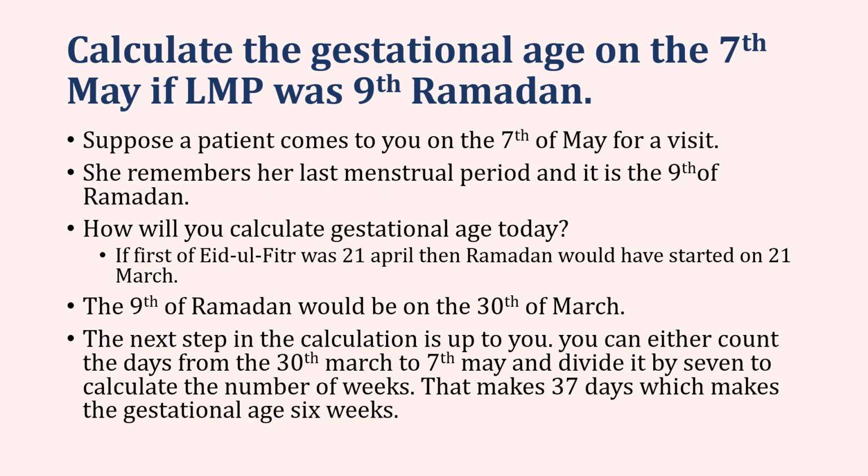The next step in the calculation is up to you. If you want to know gestational age, then you can count the days from the 30th of March to the 7th of May, which means 37 days, and then you divide it by 7 to calculate the number of weeks. So if you calculate 37 by 7, then you get 6 weeks and 1 day. So this is how you roughly calculate.